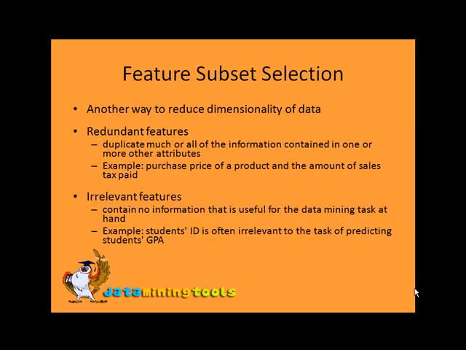Let's understand feature subset selection further. It's another way to reduce dimensionality of data. Redundant features duplicate much or all of the information contained in one or more other attributes. Examples would be purchase price of a product and the amount of sales tax paid. Irrelevant features contain no information that is useful for the data mining task at hand. For example, a student's ID is often irrelevant to the task of predicting the student's GPA.